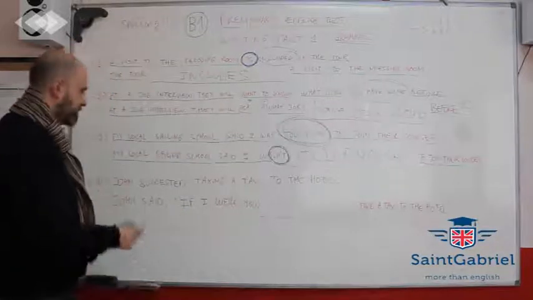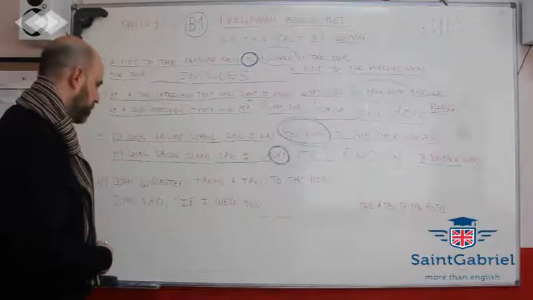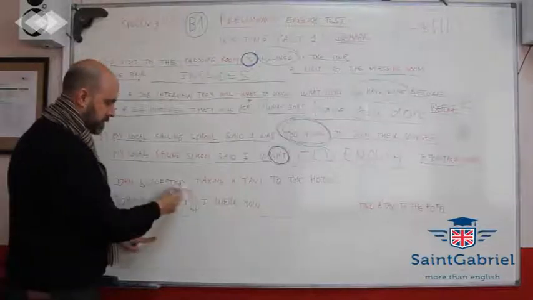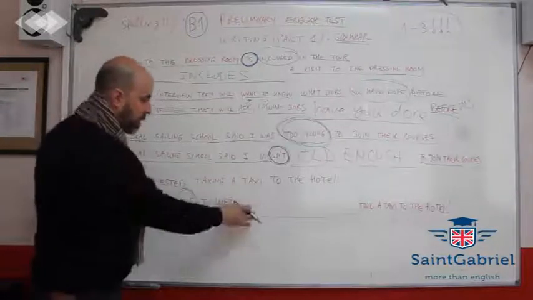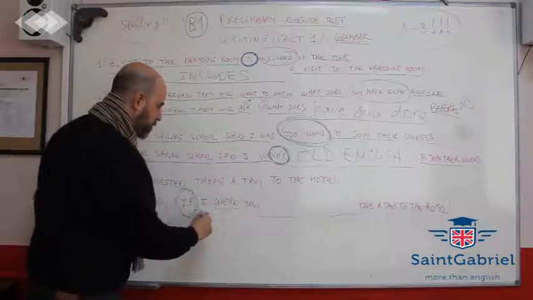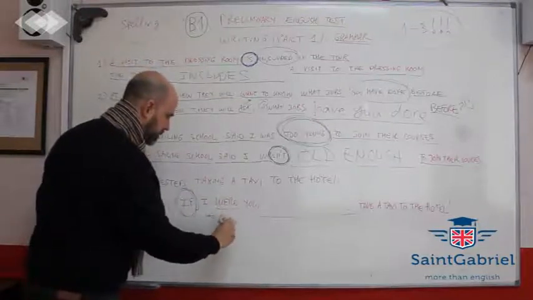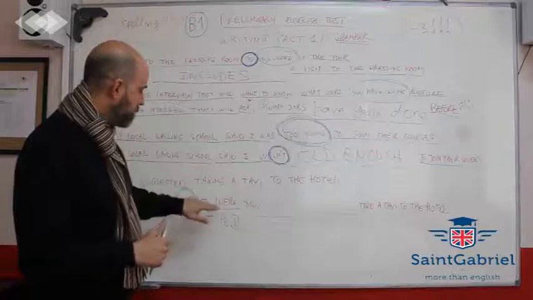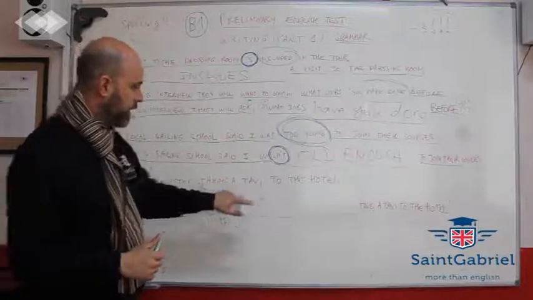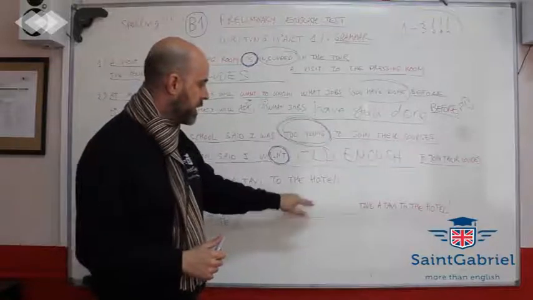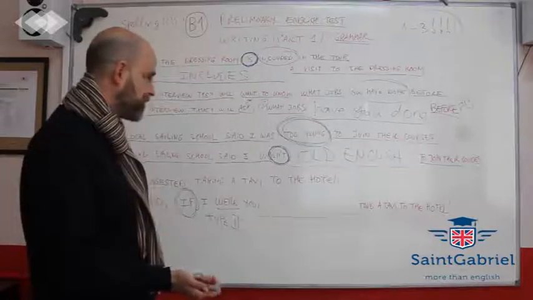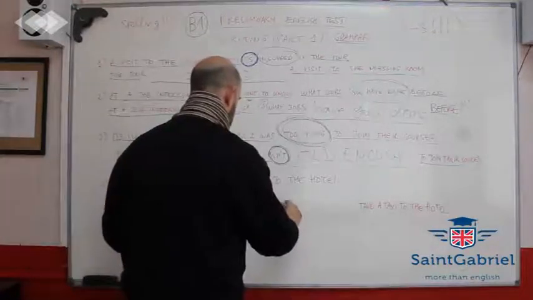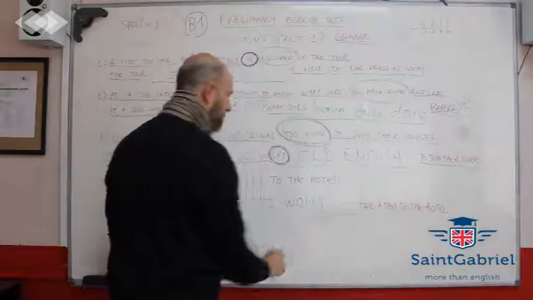Finally, Joe suggested taking a taxi to the hotel. Well, this is pretty simple. You can see it's a conditional clause. You can also see, because the first part is already given, that it is a type 2 conditional. We know that in type 2 conditional clauses, we use past tense in the if clause and a modal in the past in the main clause. So all you have to do is just follow the formula. If I were you, I would take a taxi to the hotel.